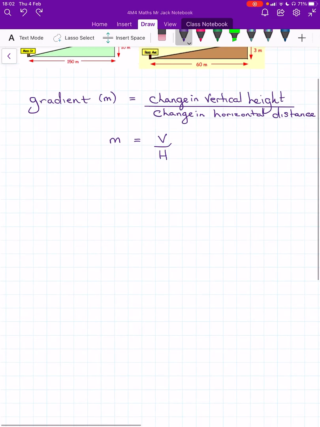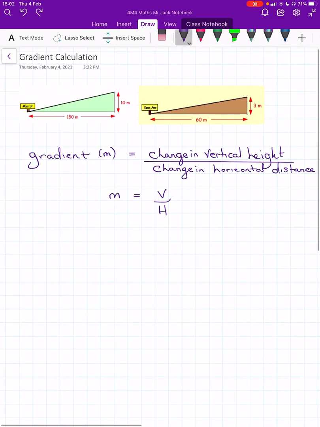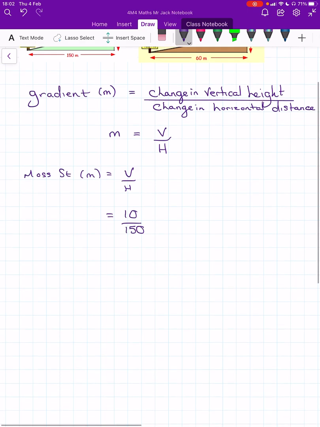Now, that first slope there, that first hill, it looks like Moss Street. If I want to calculate the gradient of Moss Street, I'm going to do V over H, and that is going to be 10 over 150. Now, you should be able to simplify that fraction by taking out a common factor of 10, and you'll get 1 over 15. Okay, that's absolutely fine. That's gradient, 1 over 15.